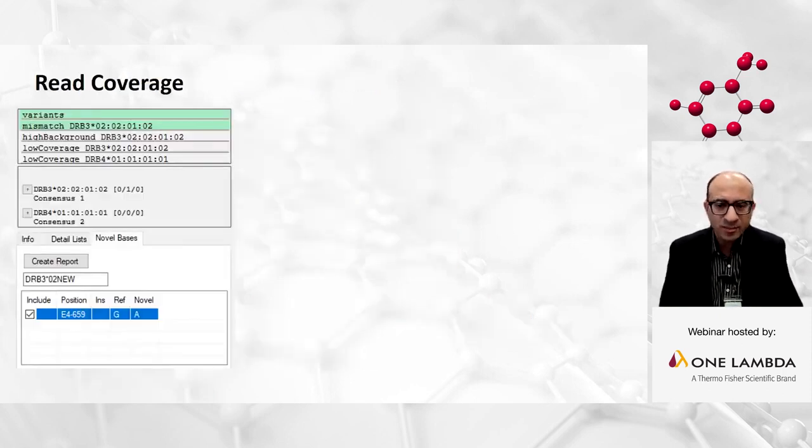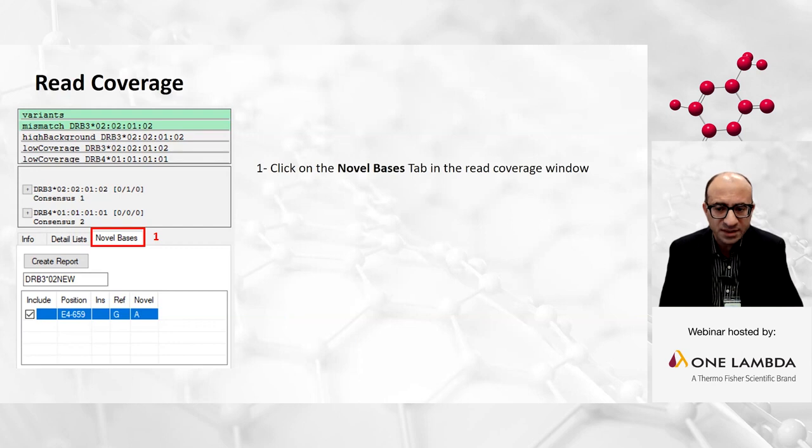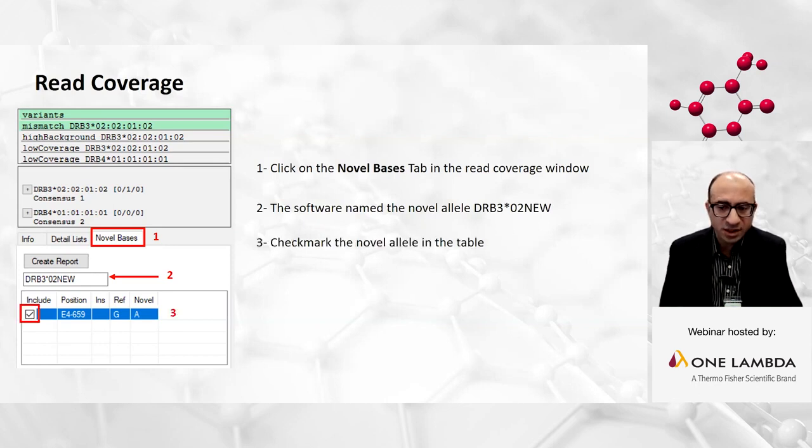So I'm going back now to the read coverage again. In the read coverage, we'll click on the novel bases, which is in the read window. And you will notice that the software named the novel allele as DR beta 302 new. The next step is to check mark the novel allele and then click on create report.